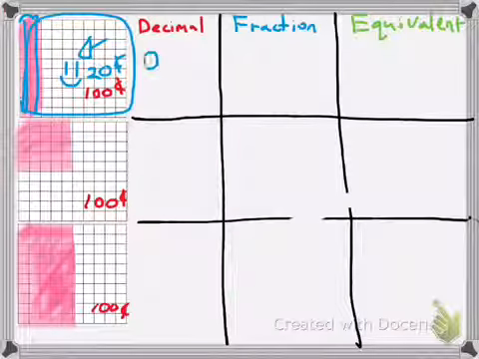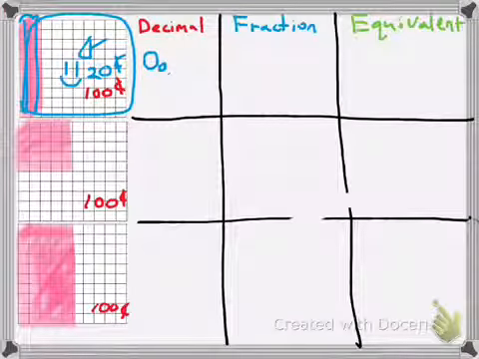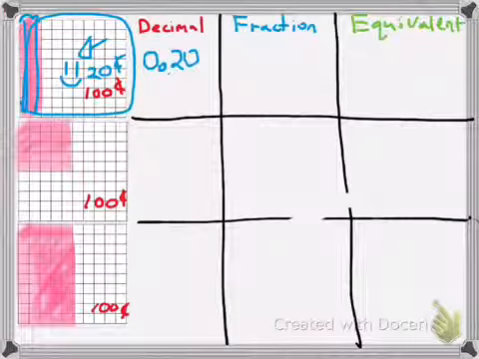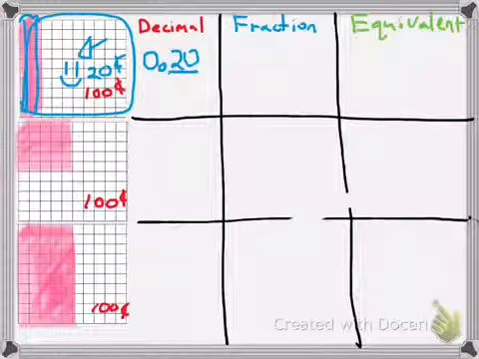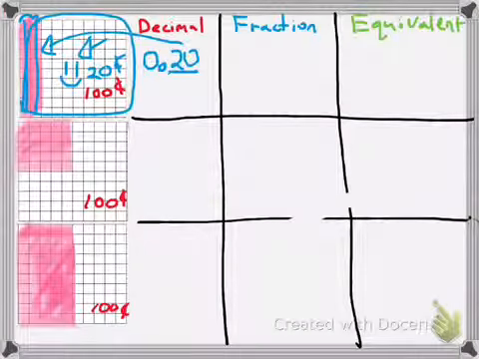Now, the easiest way to make a decimal from that is to say that we don't have a whole dollar, so we have $0, and that's going to give us a 0, and then we need a decimal point there, and then we can put 2, 0, because we have 20 cents. And that 20 comes from the 20 squares that are shaded in. We have $0 and we have 20 cents.